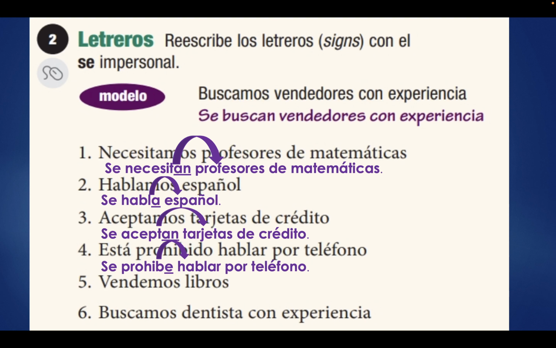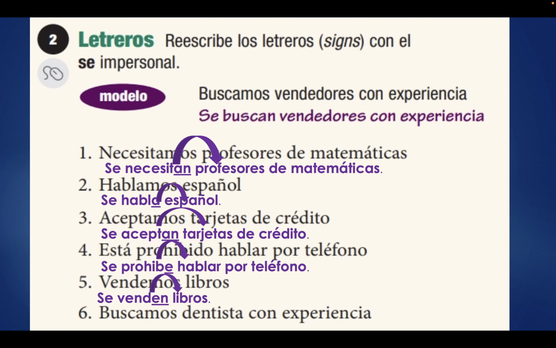Here's another example. Número 5. Vendemos libros. We sell books. Well, we could make that a little bit more impersonal and just say that books are sold. So we take books, libros. We know to sell is vender. And we can say that books are sold. Se venden libros. Again, with venden agreeing in this case with libros, a plural noun.